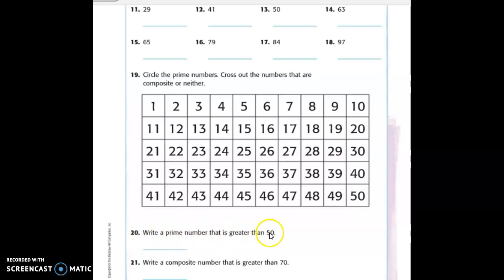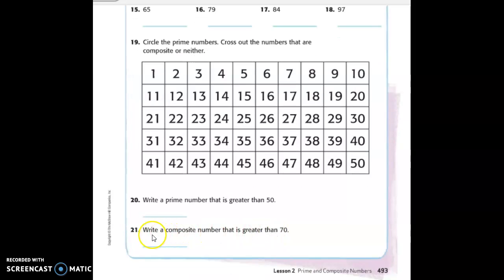Write a prime number that is greater than 50. Write a composite number that is greater than 70. So you should be able to identify that.